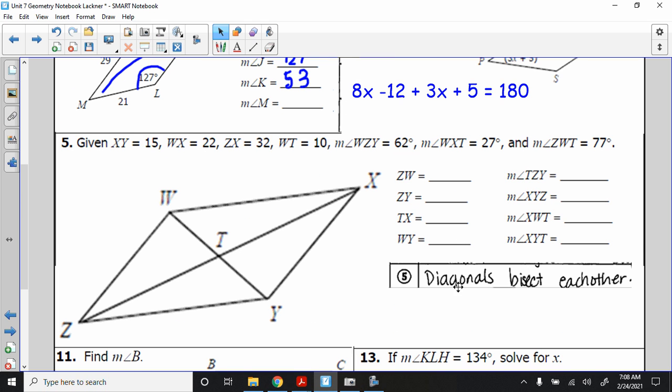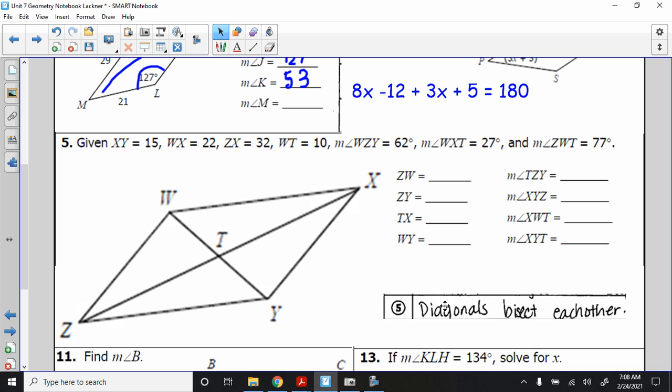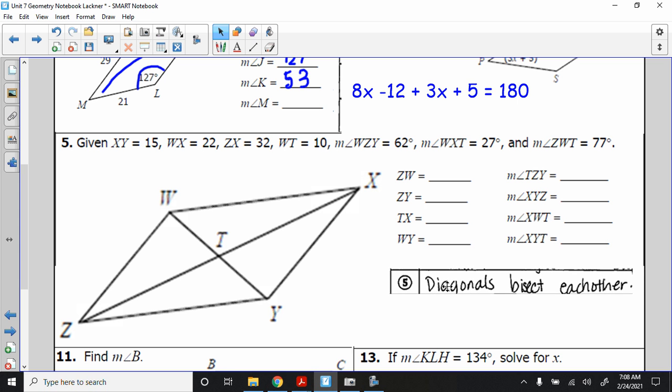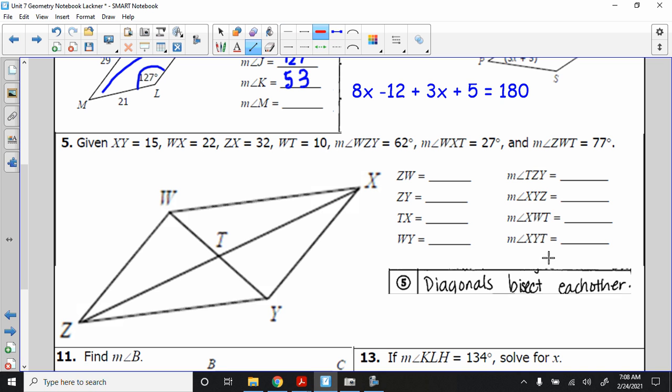Number 5. Now this is our newest property. Okay, I have it down here. It says diagonals bisect each other. So that means if these were the diagonals, they cut each other in half, but they're not equal to each other. So if these were diagonals, a blue diagonal and a red diagonal, they cut each other in half, but are not equal to each other.